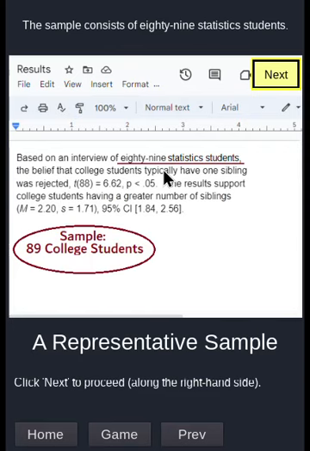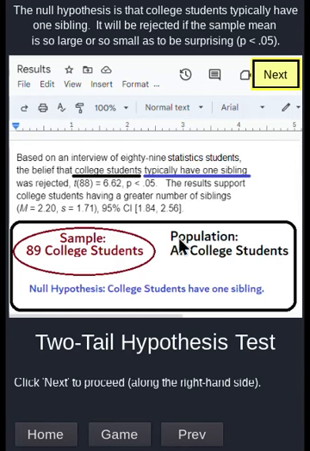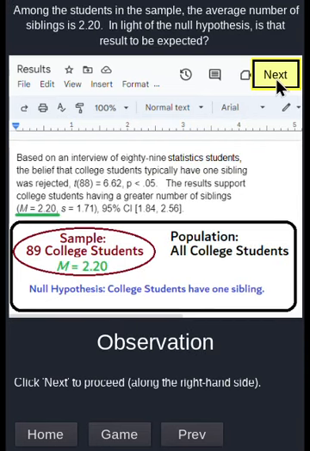So when we're breaking up this APA style write-up, again, you want to be able to find the important pieces of information, so sample size. In this case, it's 89. Our population, it's the college students. That's who we're going to be generalizing our results to. And we need to have an idea of what was the null hypothesis. In this case, typically, that students would have one sibling. And then we want to know, well, what was the sample mean equal to? And we can find that as an uppercase M. It's 2.2 siblings.